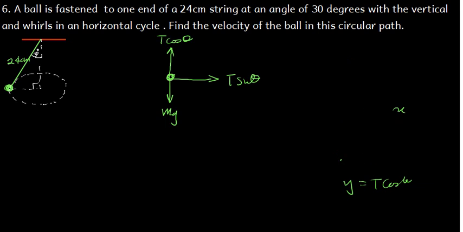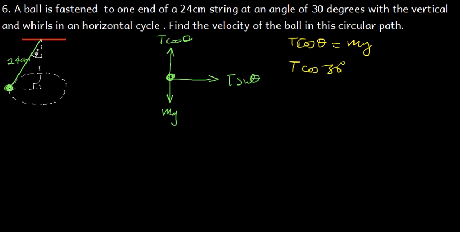Now we work in components. Let's start with the y component in this case. In the y component, of all the forces acting in the y direction, we have got T cos theta. T cos theta should be equal to mg because they are going in opposite directions. So this will be T cos the angle theta, which is 30 degrees.